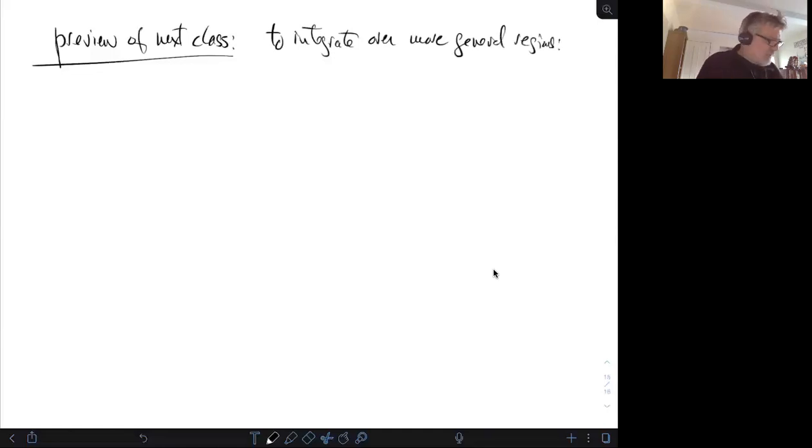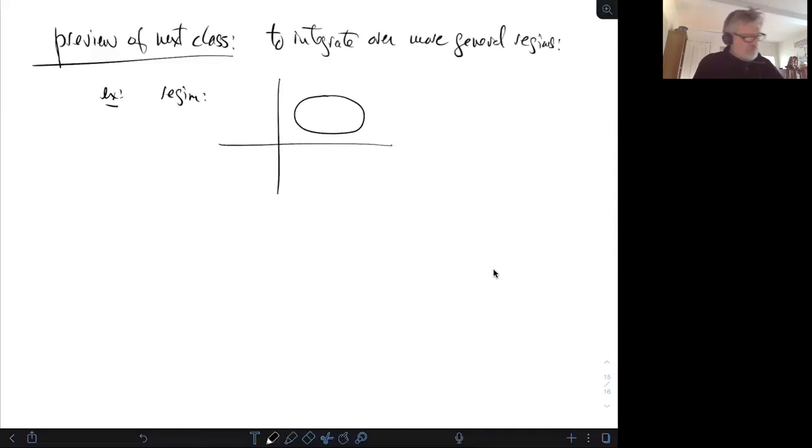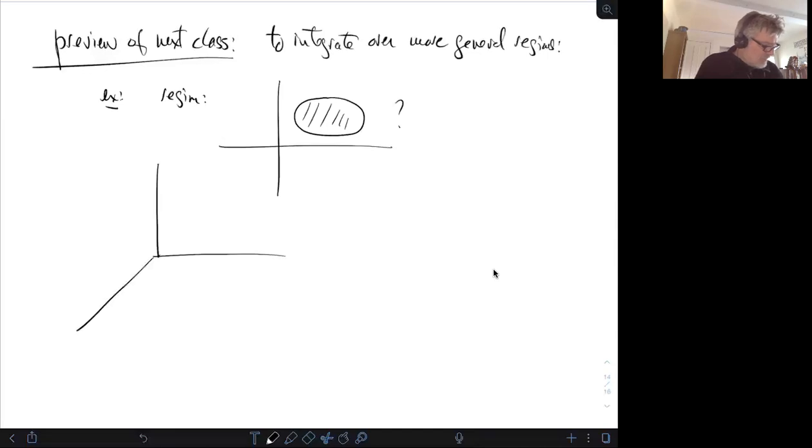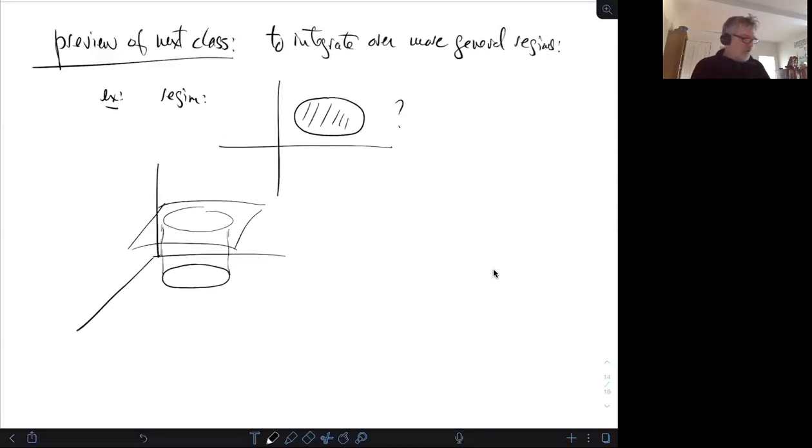And it's just a picture, basically. So suppose that the region is, let's say, something like that. Okay, I want to integrate over something like that. So my function is defined over something like this. So there's a graph like that, and I want to find the volume of the solid under the graph of my function over this region.